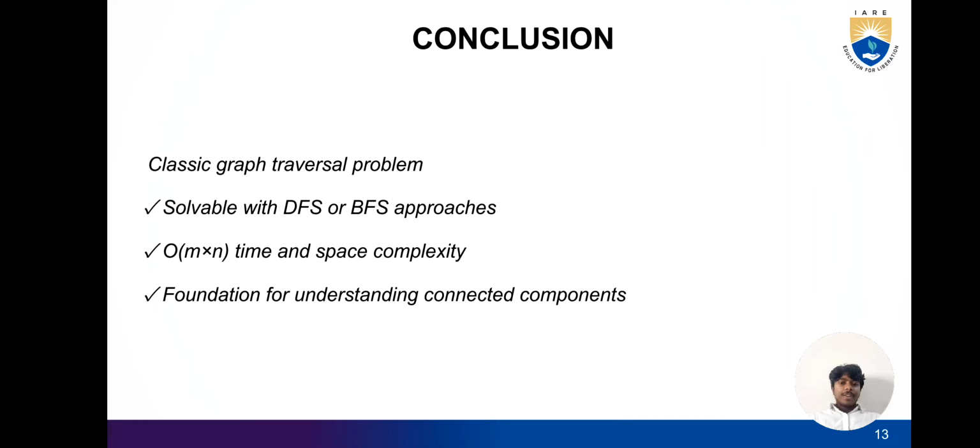Then the conclusion: a classical graph traversal problem. It is solvable with a DFS or BFS approach, with O of m cross n time and space complexity, and is a foundation for understanding connected components. Thank you.